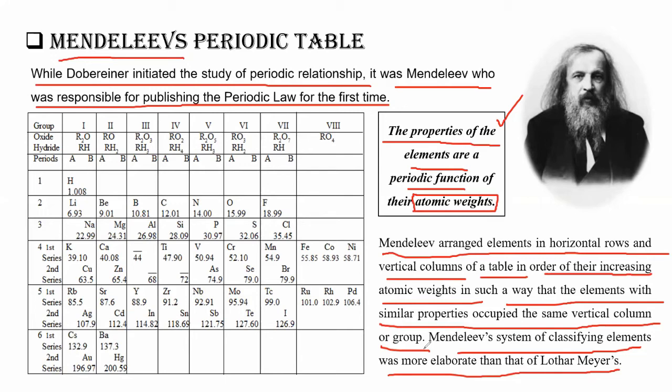Okay, so you might be observing that in all these arrangements, done by Döbereiner, Newlands, Mendeleev, Lothar Meyer, whoever has done it, they have always followed the order of increasing atomic mass, right? Elements were arranged in order of increasing atomic mass, or atomic weights, you can say. What Mendeleev has done is make his table in such a way that the elements having the same properties will be in the same vertical column, right?